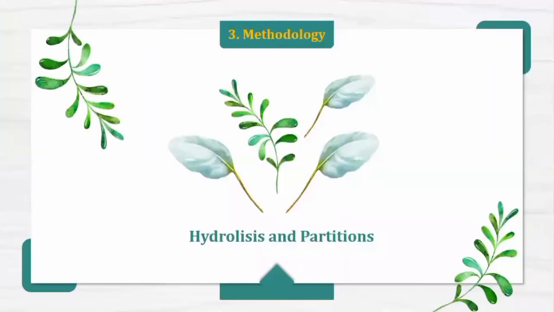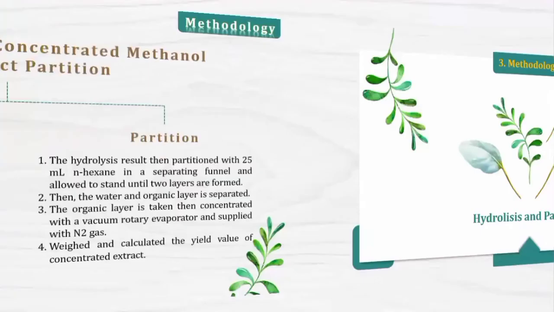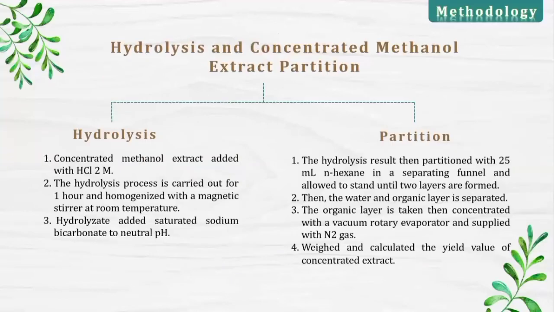And the next method is hydrolysis and partition. Hydrolysis and partition of the concentrated methanol extract. The steps are: the concentrated methanol extract is added with 2 molar hydrochloric acid. The hydrolysis process is carried out for 1 hour and homogenized with a magnetic stirrer at room temperature. After hydrolysis, add saturated sodium bicarbonate to pH 7 or neutral pH.